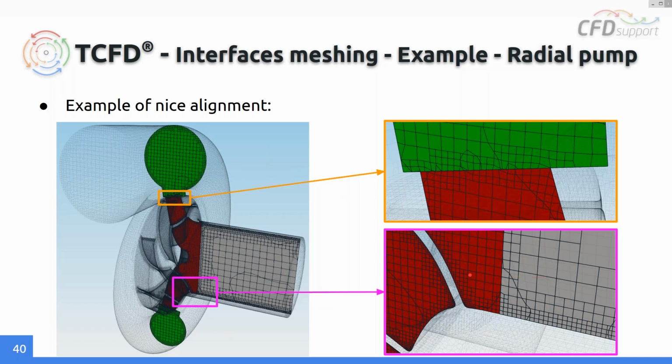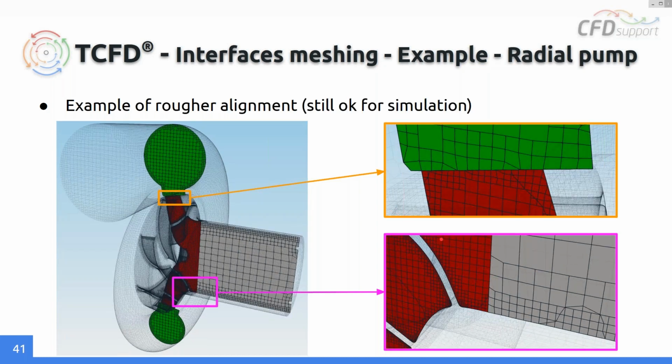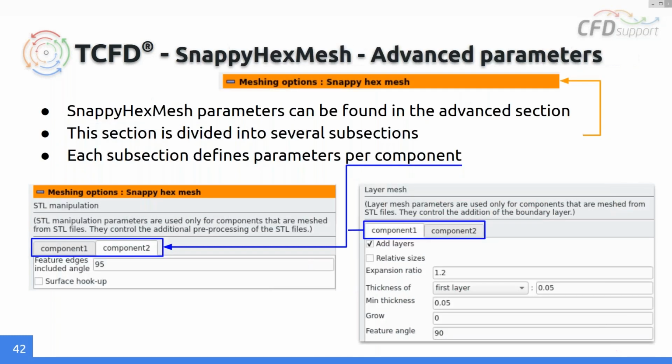So this is, let's say, the best we can get from Snappy. Of course, if you don't follow this rule, you will also get a good mesh for simulation, but with the interpolation you lose some information. So sometimes it's not so important. For some simulations, it can be important, which can affect your results significantly, for example. But this is, I think, not the case here. This is still good, but not as good as the previous example. So this is the meshing of the interfaces.